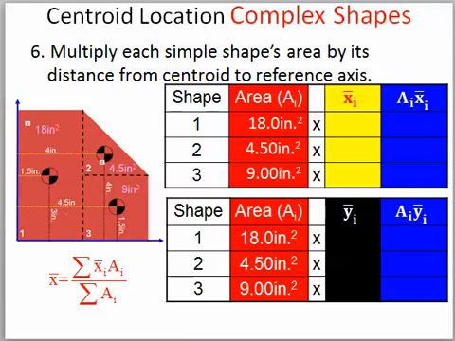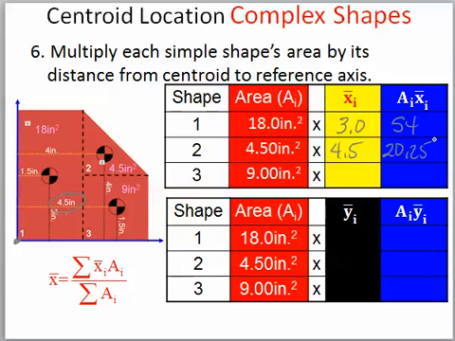Multiply each simple shape's area by its distance from the centroid to the reference axis. All right, so we're going to be doing this in both the X and the Y dimensions. So in the first one here, shape 1 in the X direction, its centroid here is 3 inches, 3 inches from our center point here. Which turns out to be 54. Shape 2, well, how far over is it? It's 4.5 inches. And these are all per the measurements we had done from the previous slide. That turns out to be 20.25.